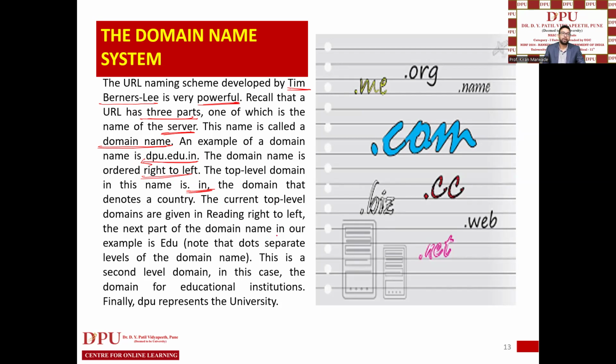The next part of the domain name in our example is edu. Note that dots separate all these parts. This is the second level domain, in this case the domain for educational institutes, and that's why edu is used. Finally, dpu represents the name of the university. It can be anything like abc.edu.in, so this would be the name of the ABC university. Understand?